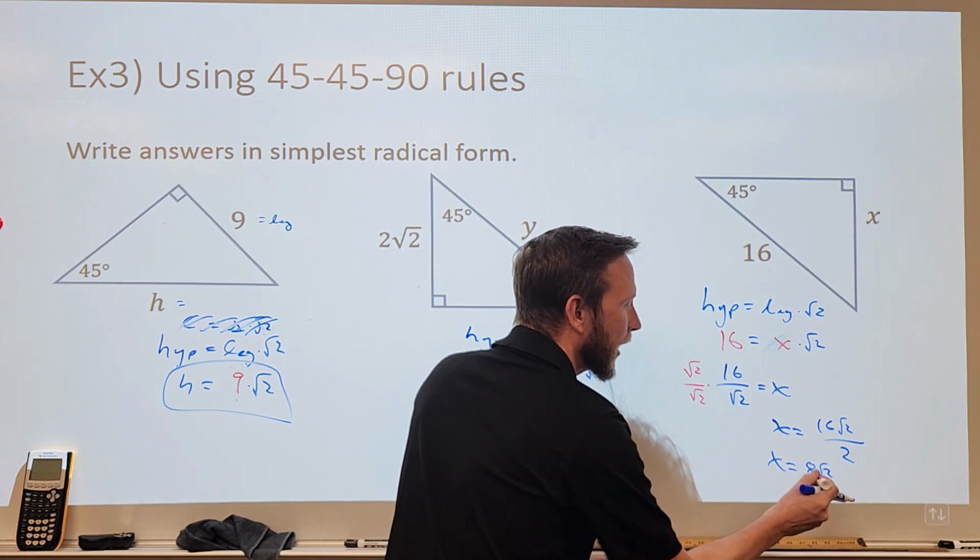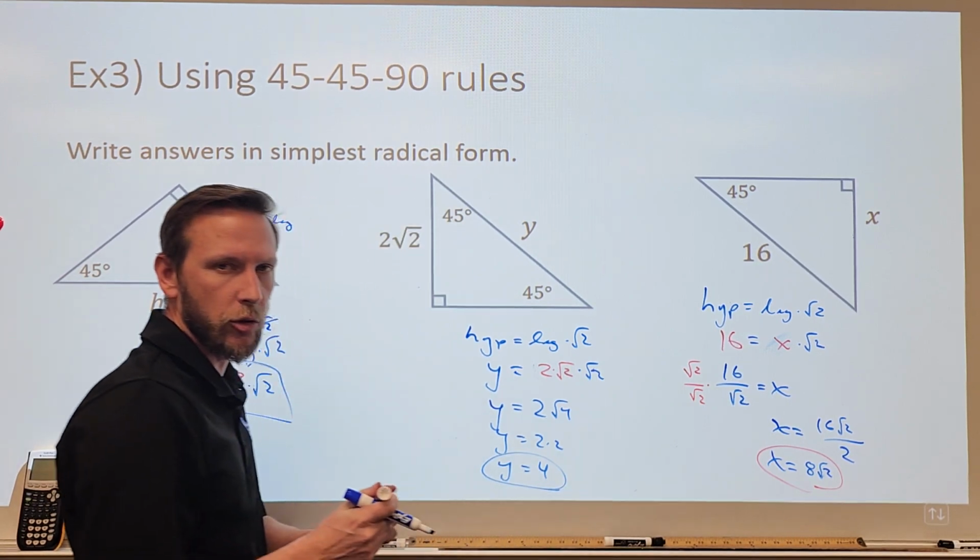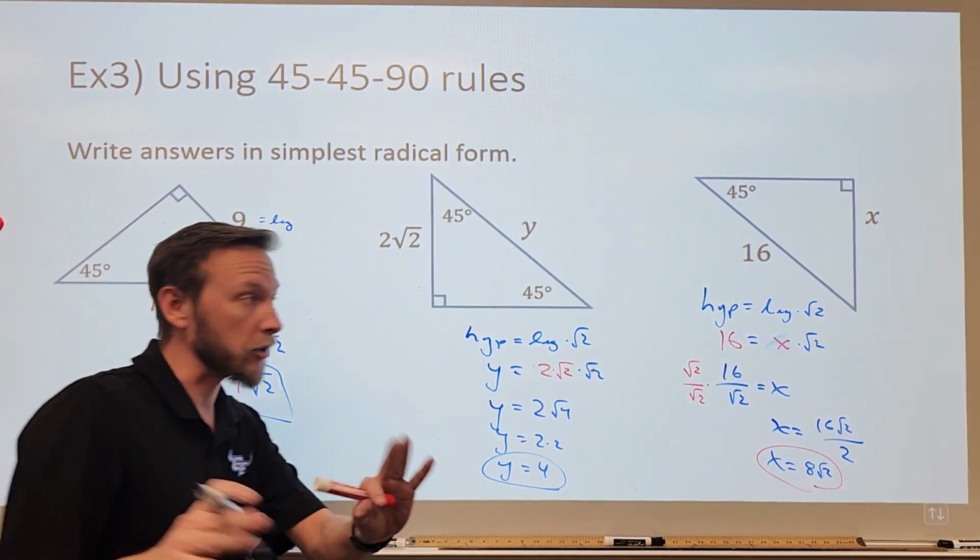Now sometimes, here's what's going to happen. Mr. Hibbett, I got a weird answer. I got 8 square roots of 2. Is that right? You can check it.